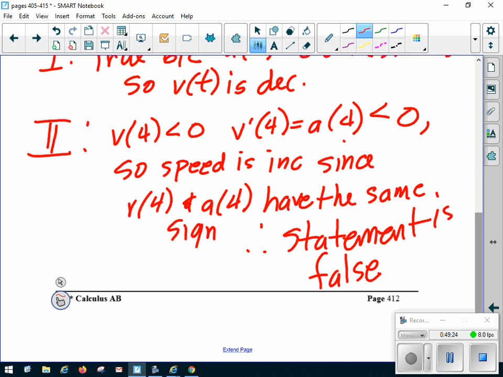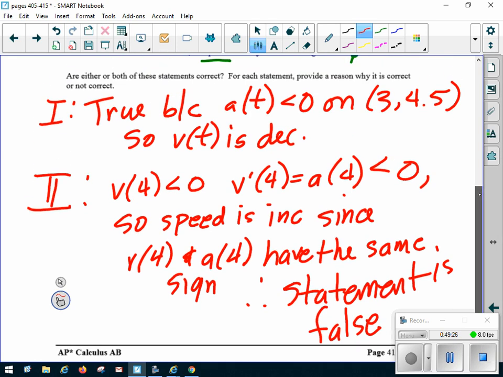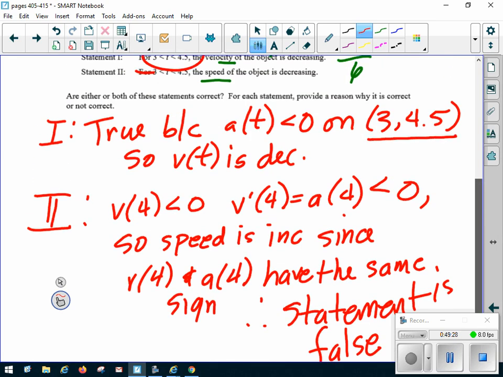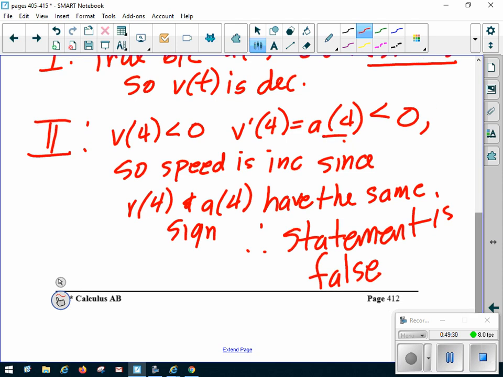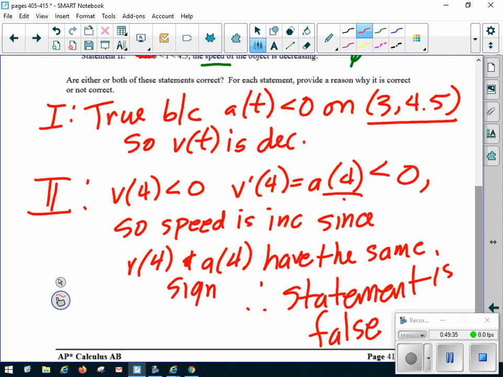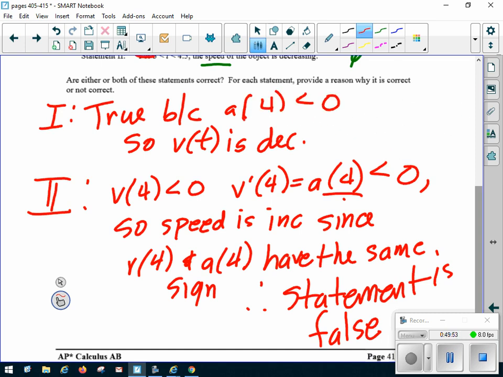One thing. Here, I wrote this, and on this one, I wrote that, right? It probably would have been better if I had just put a of 4 is negative. We're finished.